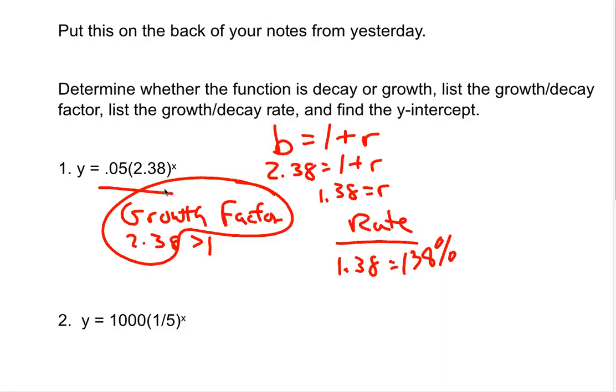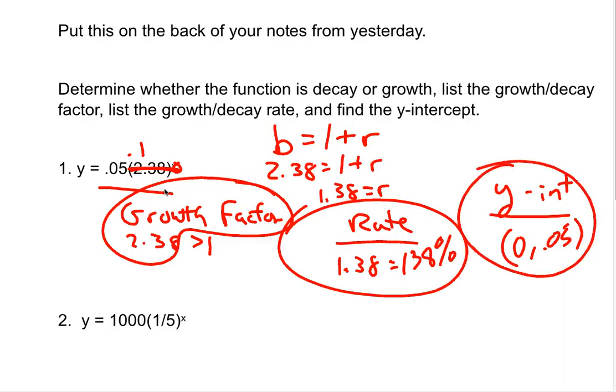Finally, find the y-intercept. The y-intercept is your starting value. That's what you get when you plug in x at 0. So the y-intercept is just 0.05. If I put a 0 in for x right here, that turns that into 1. And 0.05 times 1 is just 0.05. So be aware of that on your assignment when we're doing growth factor versus growth rate, and then y-intercept.